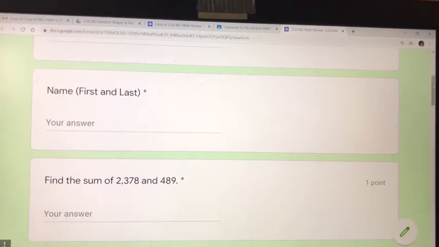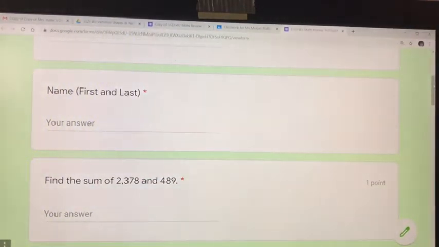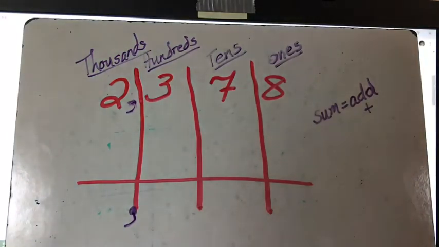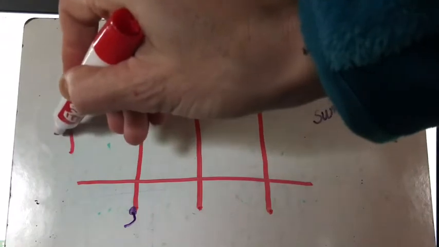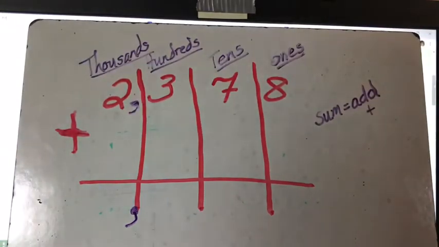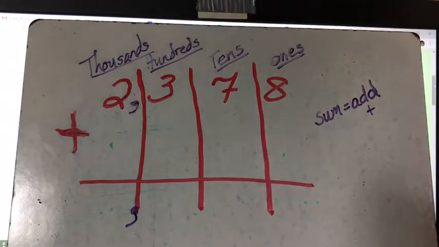It says find the sum, so there's a keyword sum, of 2,378 and 489. All right, so let's look at that problem. We need to draw a line so we can line up the problem. And sum means add. So I'm going to put my plus sign in to add. Now I have my ones, tens, hundreds, thousands place marked. And I'm going to stack my numbers.